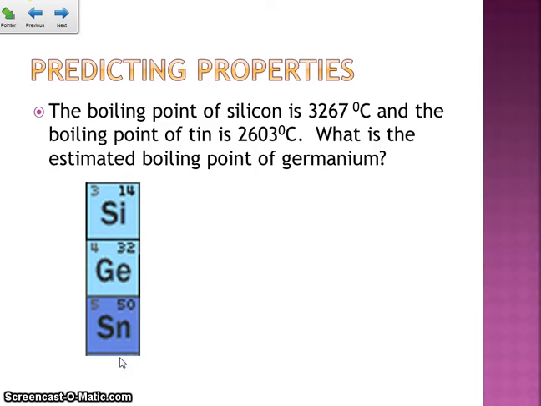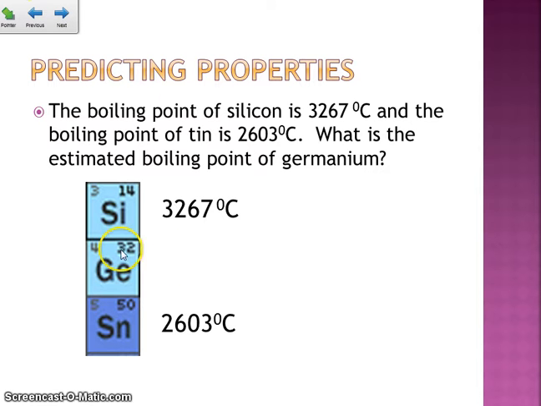Okay, if you want to find those on your periodic table, that might be helpful. Now we know that there's trends for these things, so they're either going to be increasing or decreasing, but it will be periodic. There will be a trend. So I think the best way to do this would be to label it. Silicon had a boiling point of 3,267. We also know from the problem that tin has a boiling point of 2,603.